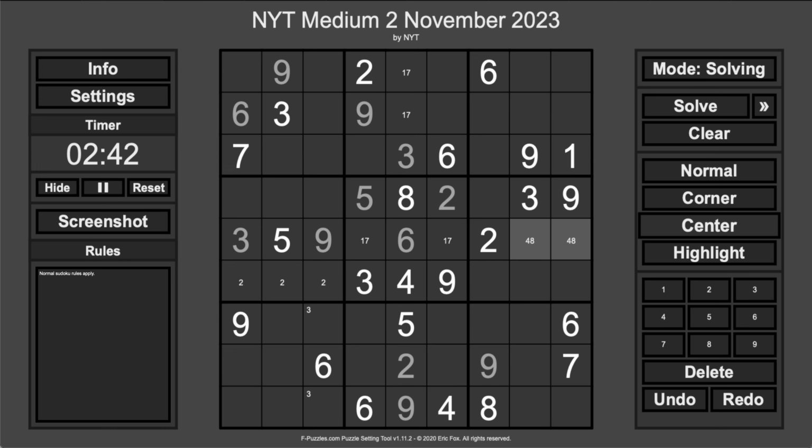If I look at column 4, I have 2, 3, 5, 6, 9. I need 1, 4, 7, and 8. This can't be 1 or 7. That's 4 or 8. This can't be 4 or 7. That's 1 or 8. This can't be 4, but that's something else. Okay, so these are not 4, and this isn't 4. Therefore, that's a 4, which I probably should have seen immediately.